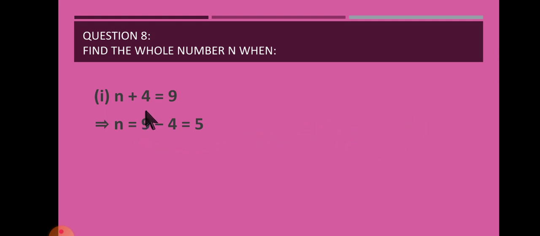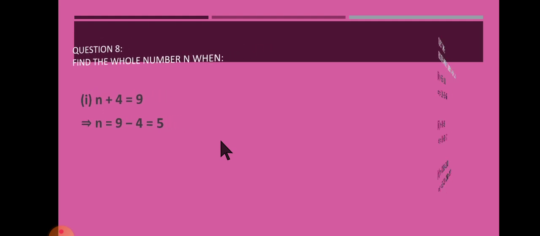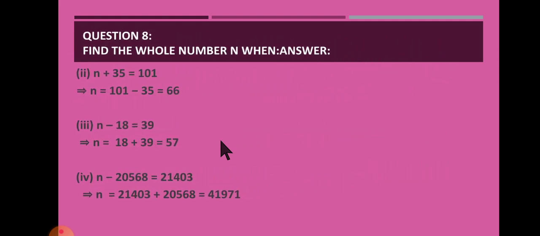So here we will apply the transposition rule, because we need the value of n, and we keep the constant values on a separate side, then we will find the variable's value. Because of the 4 on the left side in positive form, when we transfer it to the right hand side it becomes negative. So n equals 9 minus 4, we will get 5. So finally the value of n is 5. Let's see the rest of the questions.